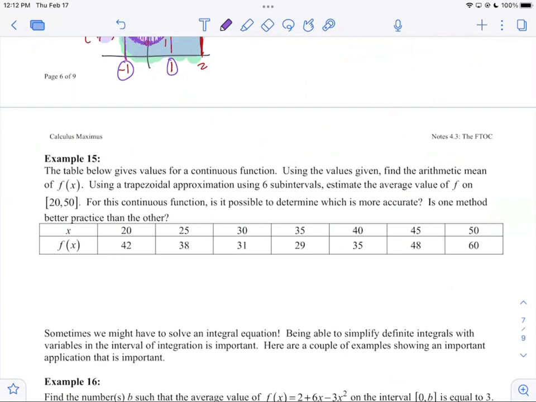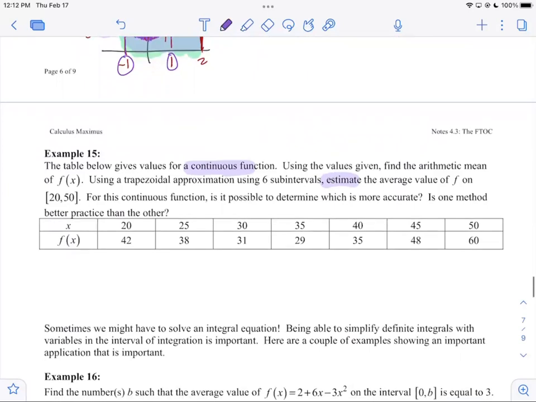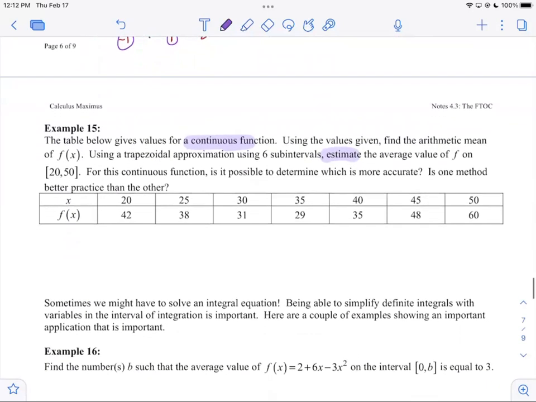So here's what example 15 says. The table below gives values for a continuous function. That's important. Use the values given, find the arithmetic mean, and then use the trapezoidal approximation with 6 subintervals to approximate or estimate the average value, okay? So the arithmetic mean, I don't think I'm going to take the time to do that, but the arithmetic mean would essentially be 42 plus 38 plus 31 plus 29 plus 35 plus 48 plus 60, get the aggregate total, and then divide by 7, which is how many y values there are, right?